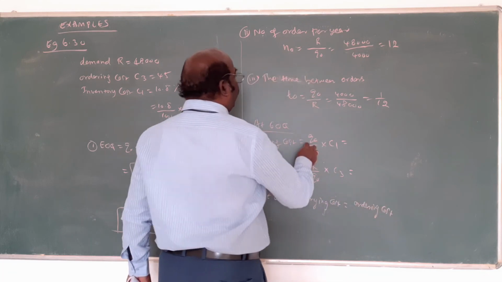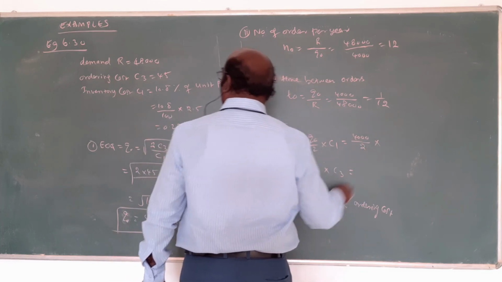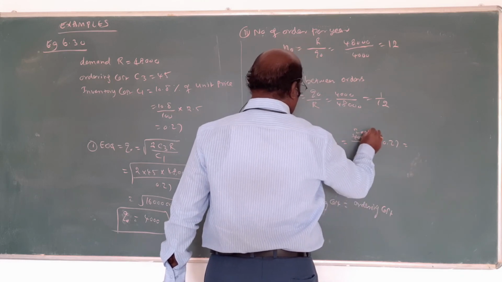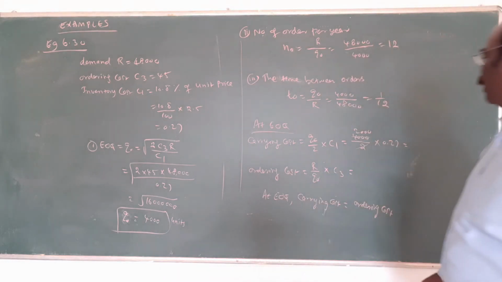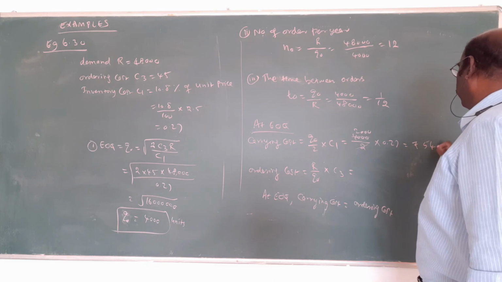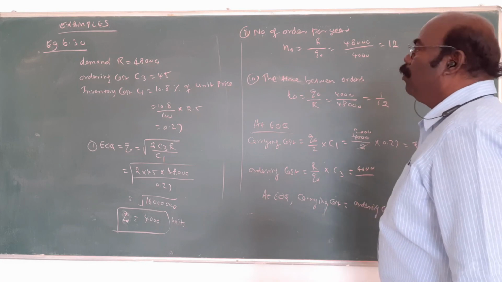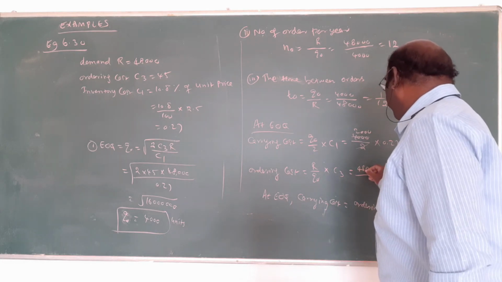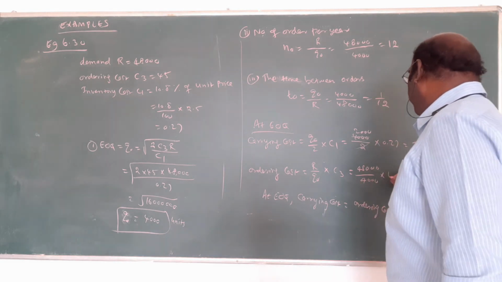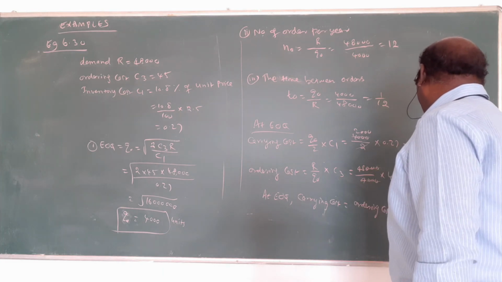Mind it. Substitute here: Q naught 4,000 by 2. C1 is 0.27. Now multiply by 2,000, and we get the answer 540. Here R is 4,000, divided by Q naught 4,000, and C3 is 45. Multiply and divide, cancel, and with answer 540 both will always be equal.